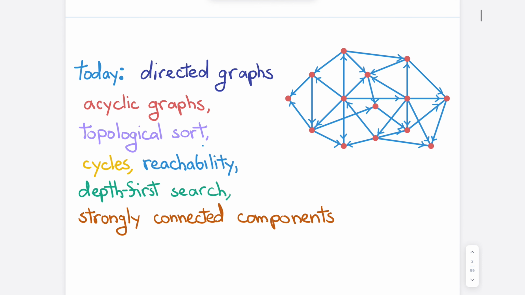The topics we'll cover. I don't know if this is very helpful. You might have seen some of these terms before. You probably have seen them at least before. Things like acyclic graph, topological sort, whatever. But let's get into it.